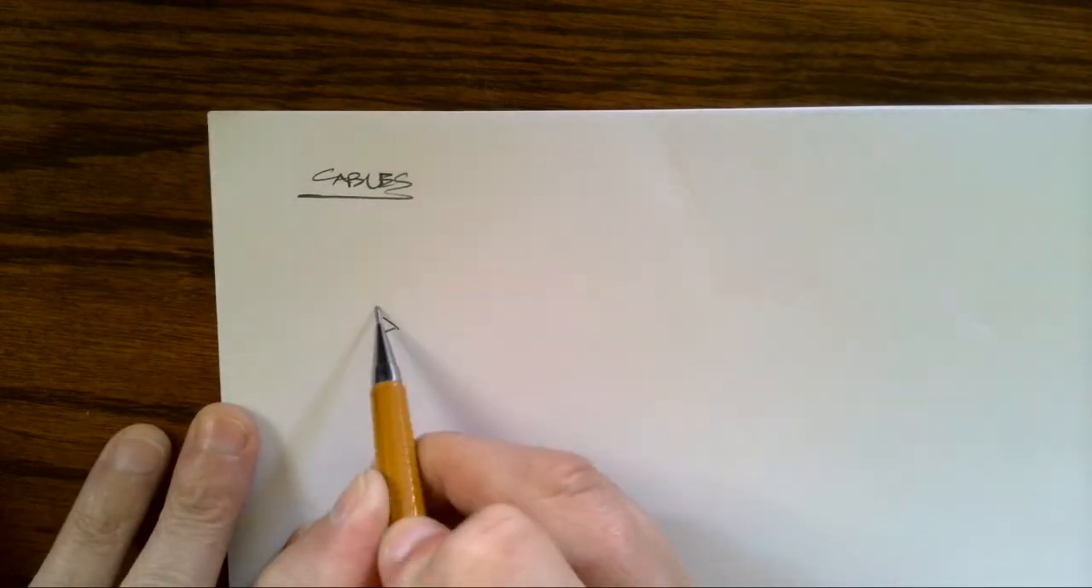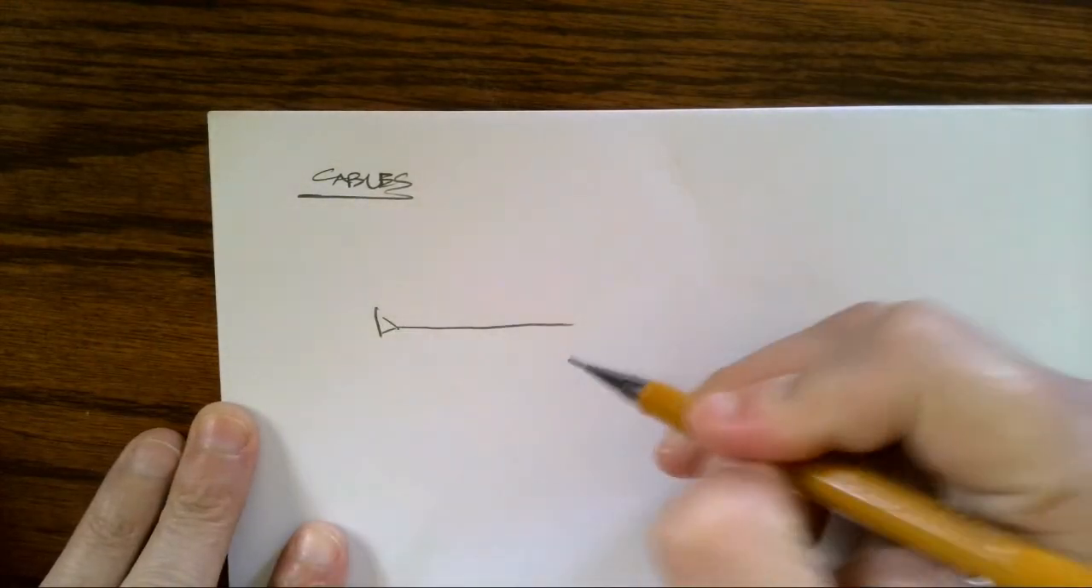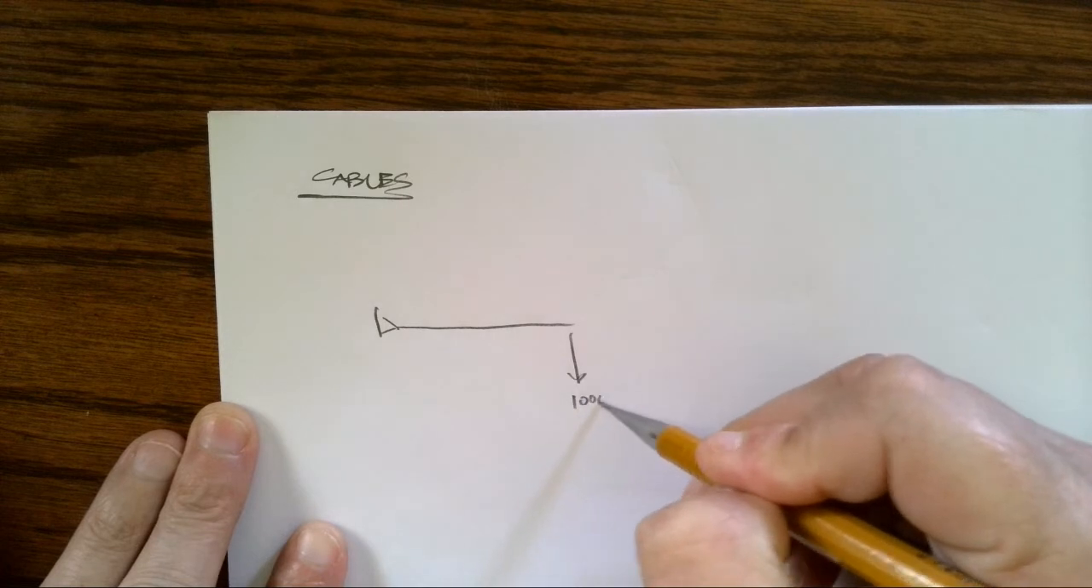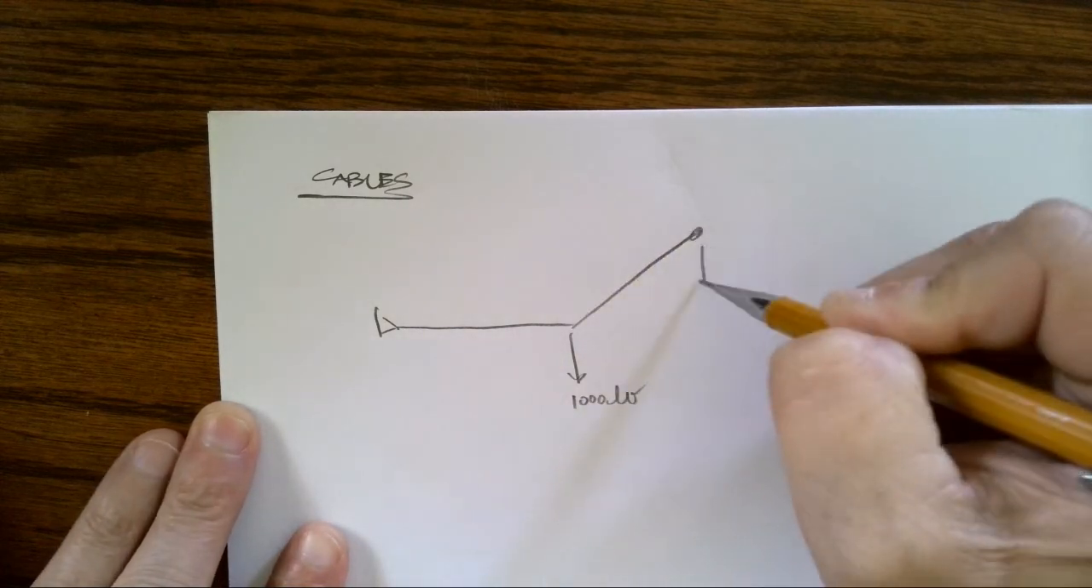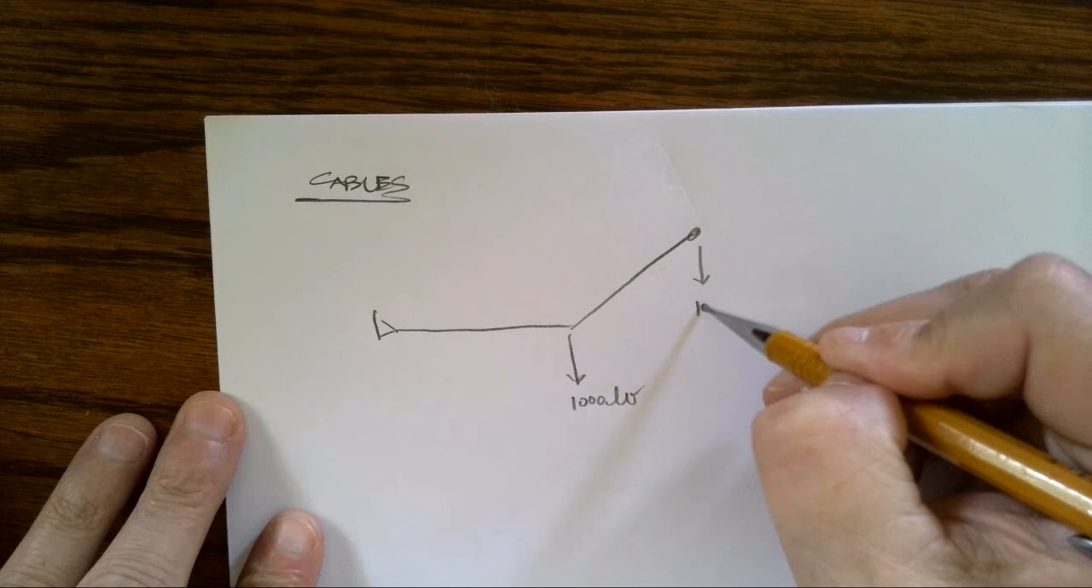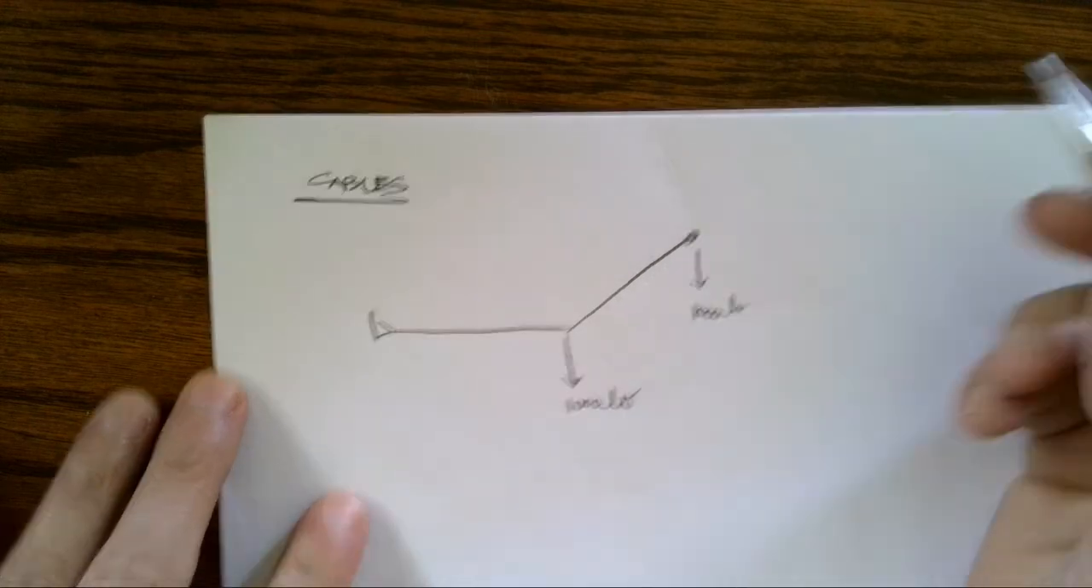We're going to do a quick review over cables, and the takeaway from cables is we can apply the same method when we're looking at trusses in a few videos, and we're looking at method of joints, okay? So let's just draw something quick here. I have a cable system, and let's put 1,000 pounds on here, and then let's go up. Let's just put another 1,000 pounds on here. Keep it simple.